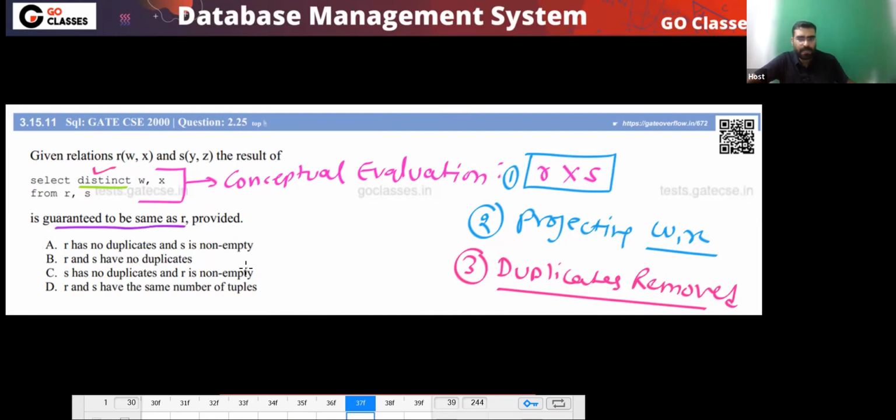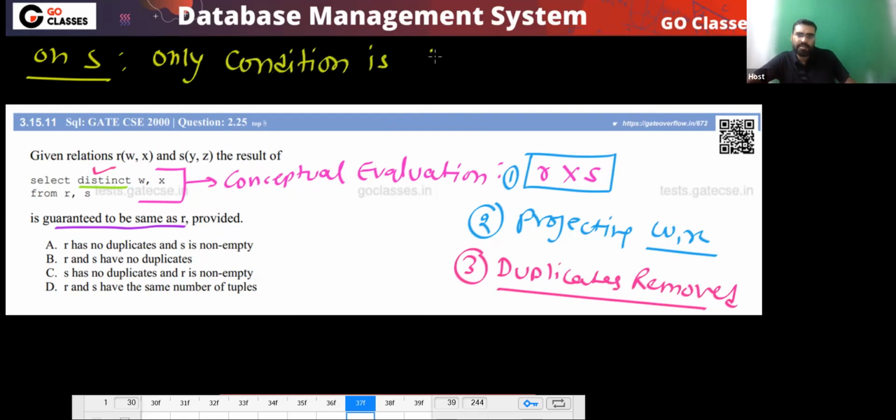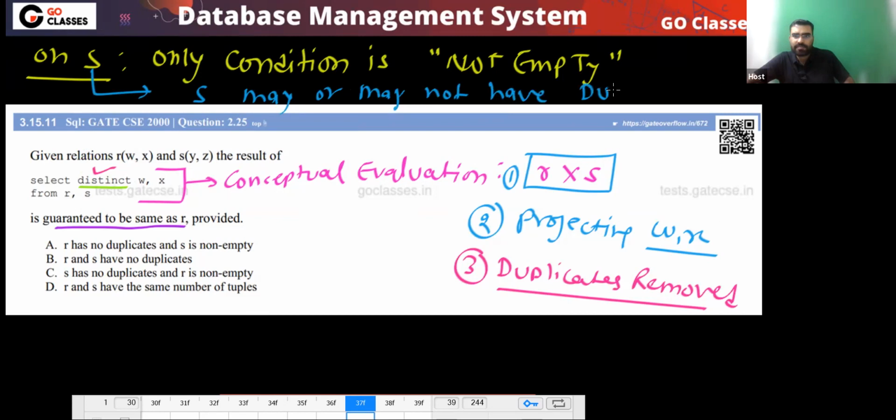S must be non-empty. So on S, what are the conditions? The only condition is not empty. Duplicates may or may not be there. S may or may not have duplicates. So on S, we only have one condition, that it is not empty. Definitely I can say that this is the only condition.